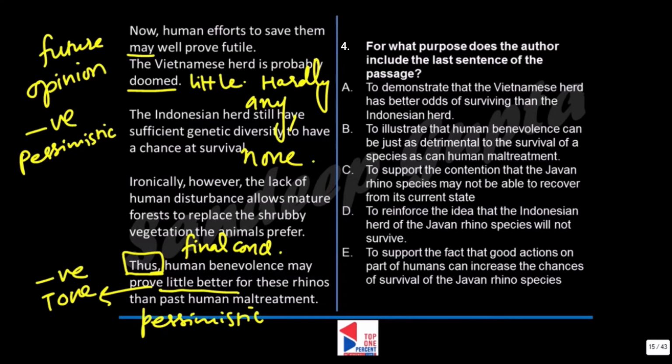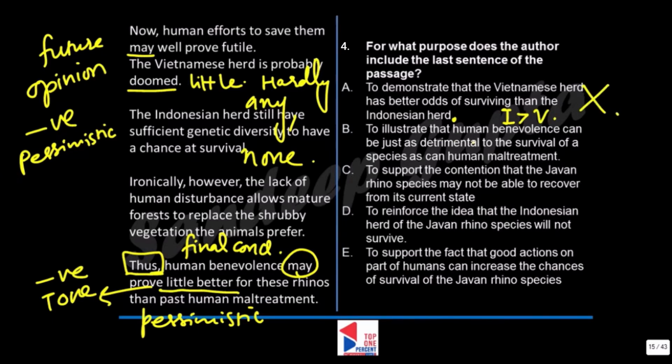Right now, let's see how to approach. For what purpose does the author include the last sentence of the passage? Again, it is asking about the conclusion or the opinion. "Vietnamese herd has better odds of surviving than Indonesian herd." This is factually wrong, because if you go back, Vietnamese herd is probably doomed, means barely any hope of survival. The Indonesian herd may still have sufficient genetic diversity to have a chance at survival. So the Indonesian one has a slightly better chance than the Vietnamese herd, but most probably both are kind of doomed.